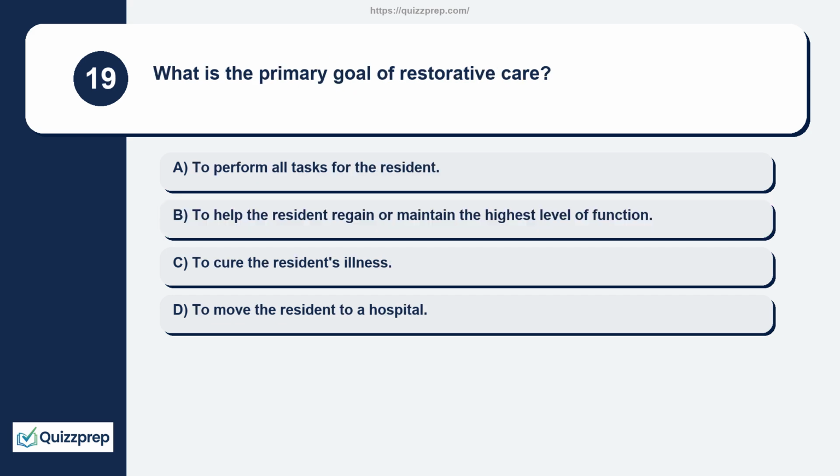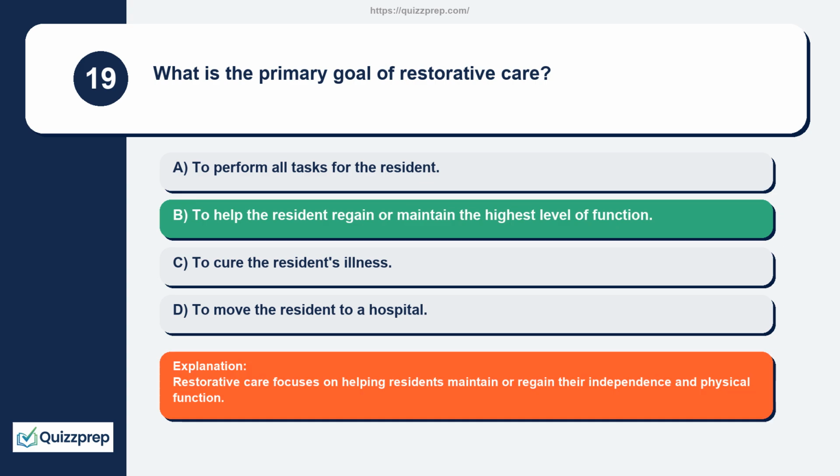Question 19. What is the primary goal of restorative care? To perform all tasks for the resident. To help the resident regain or maintain the highest level of function. To cure the resident's illness. To move the resident to a hospital. Restorative care focuses on helping residents maintain or regain their independence and physical function.